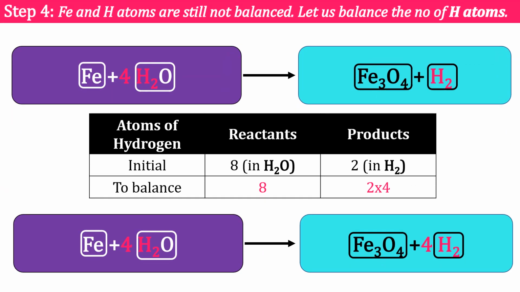Step 4. Let's equalize the number of hydrogen atoms on both reactant and product sides. Hydrogen has 8 atoms on the reactant side and 2 atoms on the product side. So, we add the smallest number coefficient, that is 4, to the hydrogen on the product side. Again, take a count of atoms of all elements. Iron has 1 atom on the reactant side and 3 atoms on the product side. Hydrogen has 8 atoms on both sides. Oxygen has 4 atoms on both sides. Now, let's move on to balancing the iron atoms.